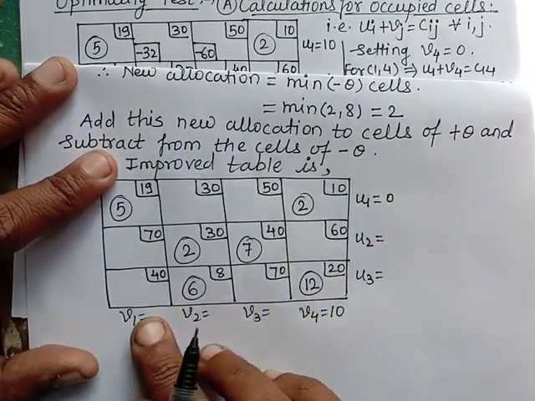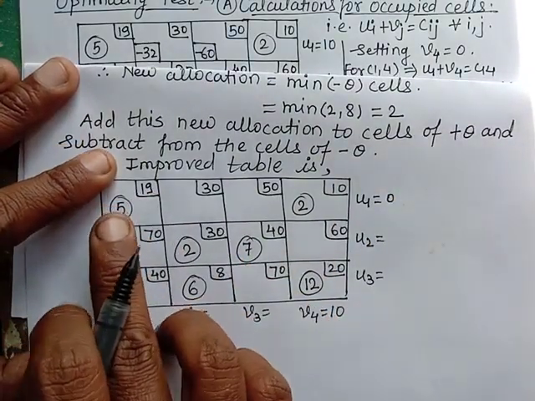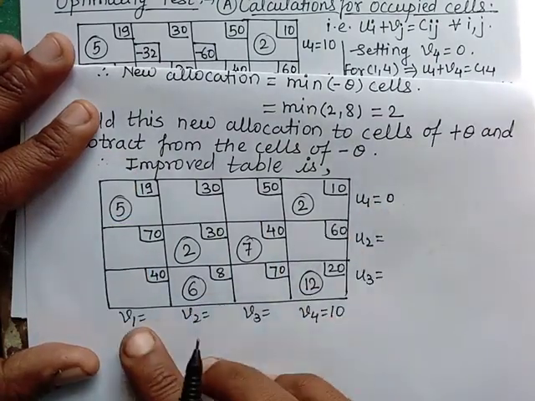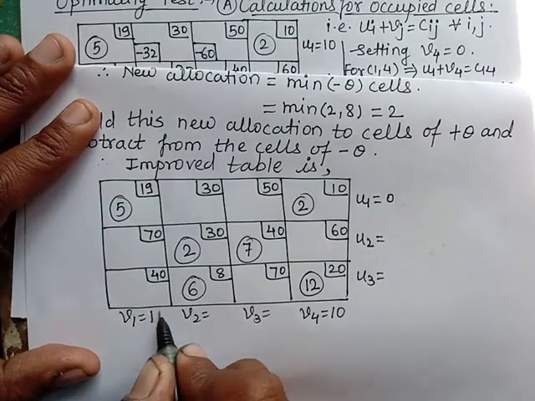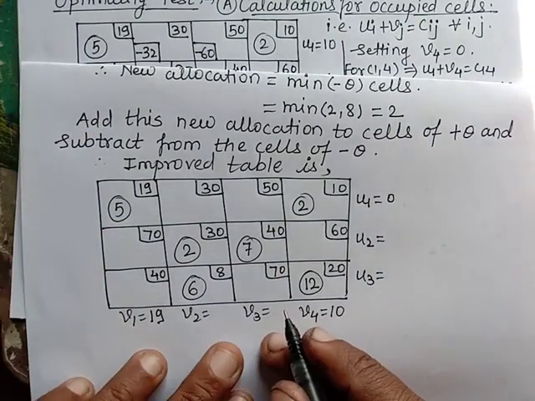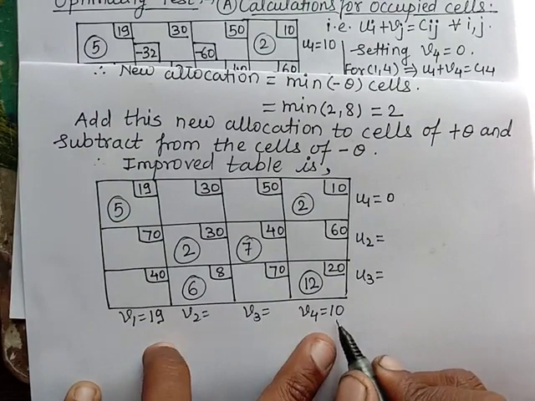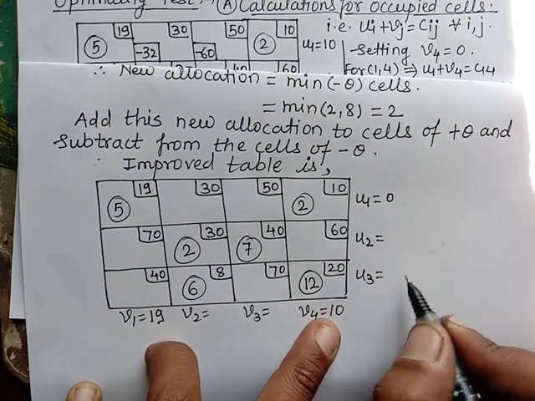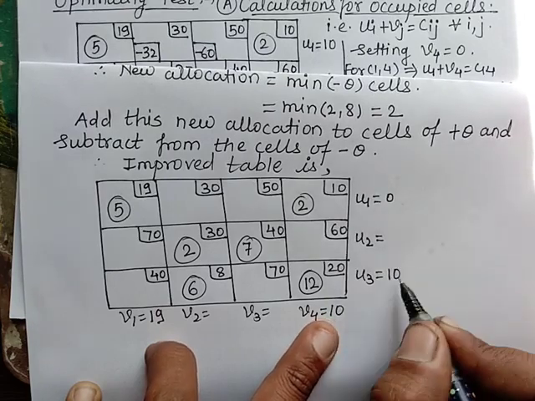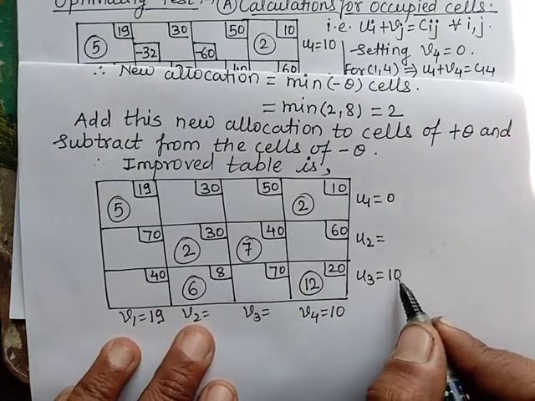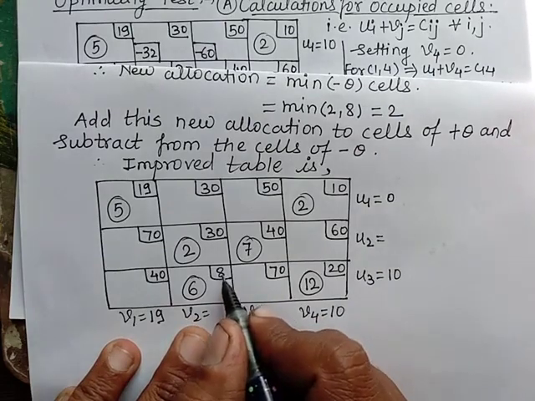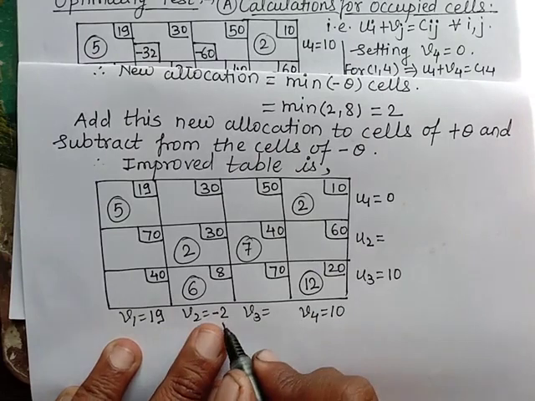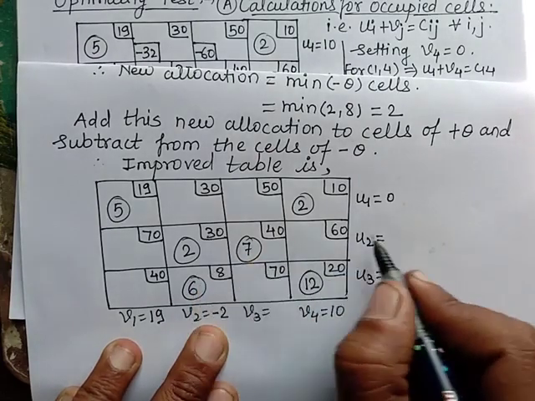Again 0 plus what will be 19? For occupied cells, look at the allocations, and then you can determine this. So 0 plus what will be 19, so it will be 19. Now once we get this we can get u3. Fine. Look at 10 plus what will be 20. 10 plus 10 will be 20. So I get 10 here. Again, look at here. 10 plus what will be 8? So 10 plus minus 2 will be 8. Now once we get this minus 2, from that I can get u2.